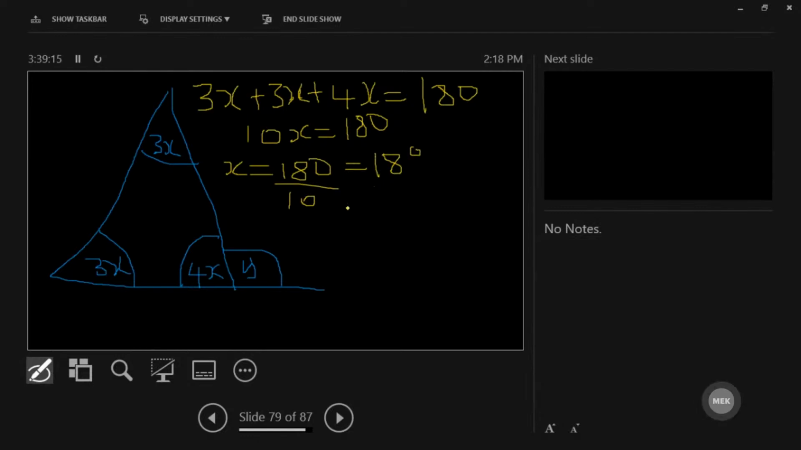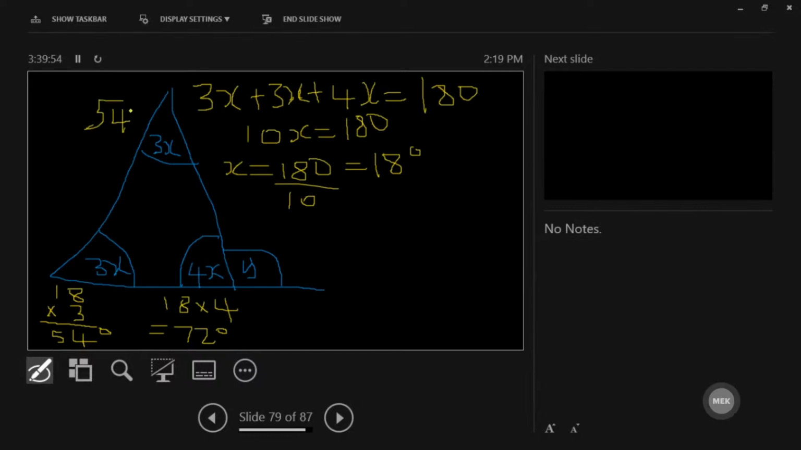None of the angles are just x. This is 4x. So to find this angle, it will be 18 times 4, which is 72 degrees. To find this angle is 18 times 3, because it's 3x. And that is 54 degrees. This angle is also 18 times 3, which is 54. It's the same as this one.